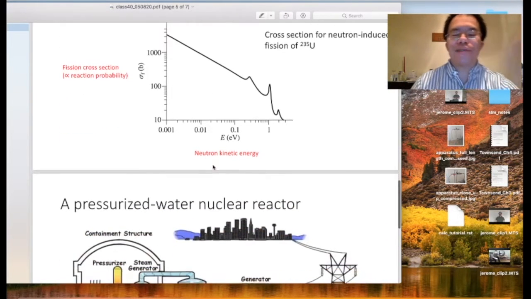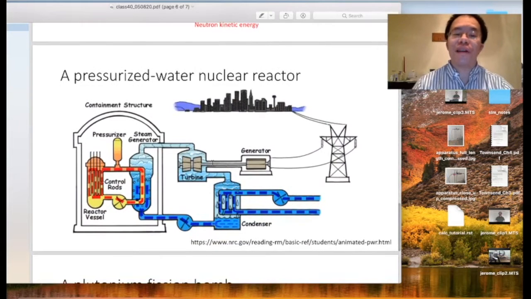So why this matters is that it actually comes into the design of nuclear reactors. This is the schematic for a pressurized water type of nuclear reactor. I don't think we have any nuclear reactors for generating electricity in this part of upstate New York, but you might come from a part of the country where nuclear power is still being used.